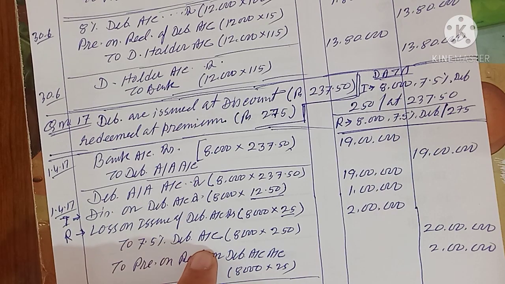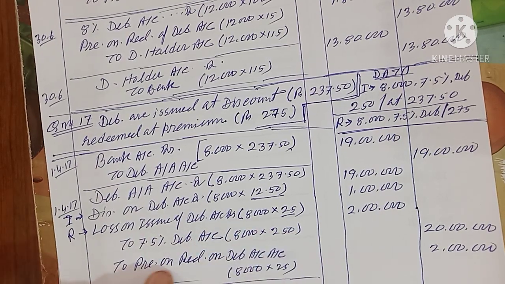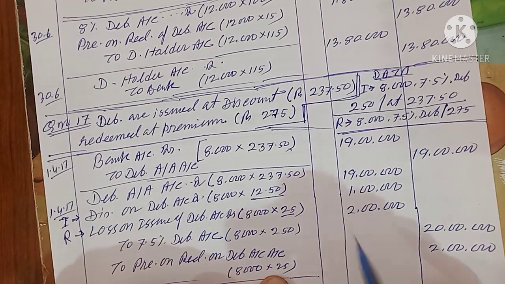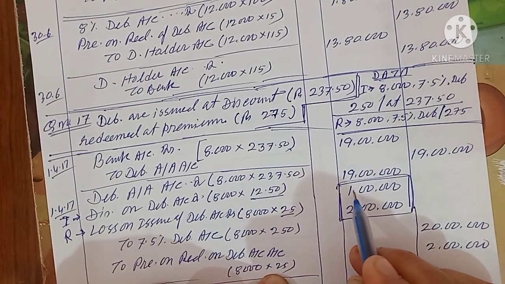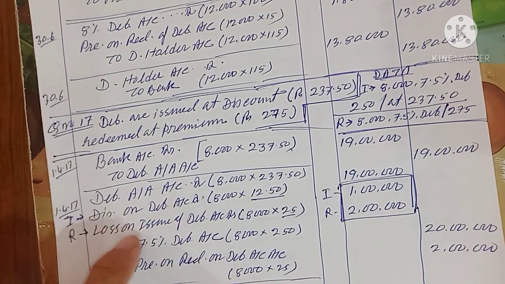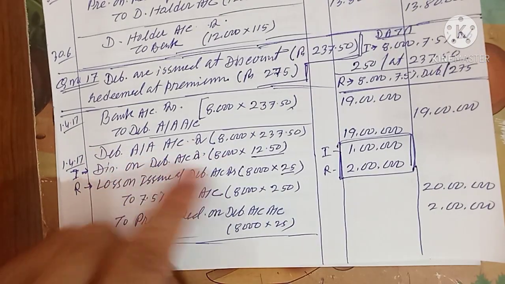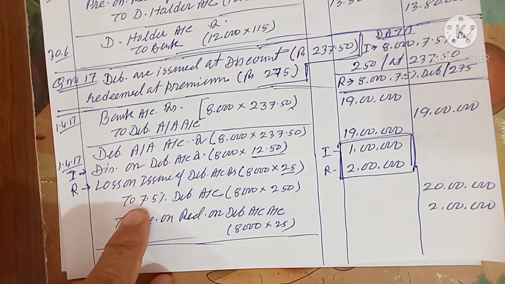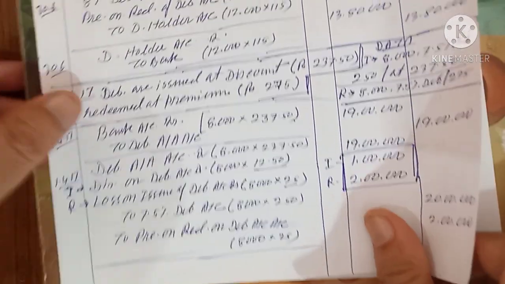To 7.5% debenture account, that is 8,000 into 250. To premium on redemption of debenture account, that is 8,000 into 25. So your company is going to get the loss, these two, one is 1 lakh and this 2 lakh. 1 lakh during the time of issue and 2 lakh during the time of redemption. This journal only, you have to keep it in mind. Debenture application and allotment account debit, to discount on debenture account debit, to loss on issue of debenture account debit, to 7.5% debenture account, to premium on redemption of debenture account.